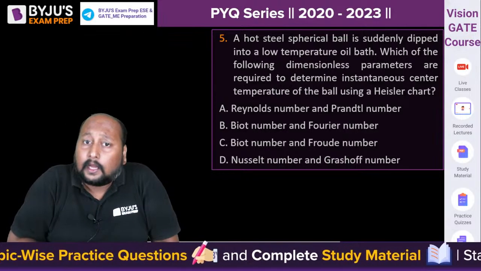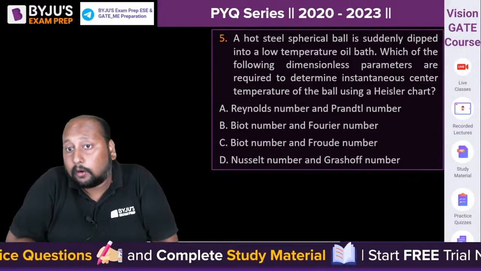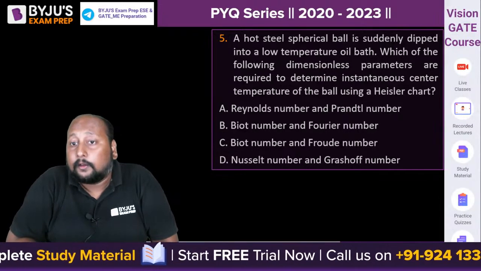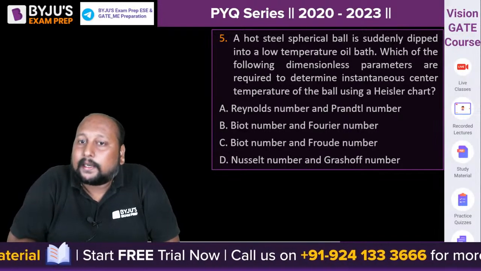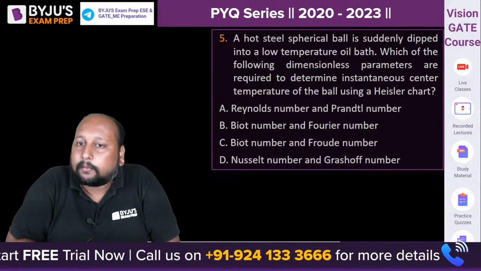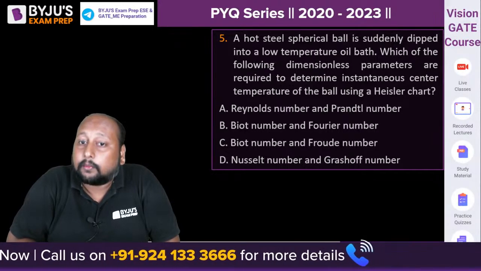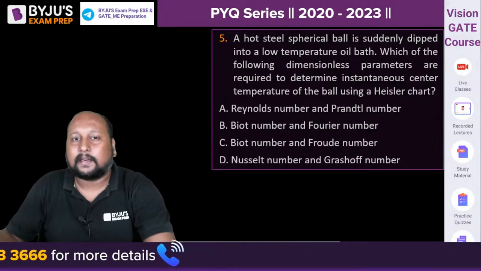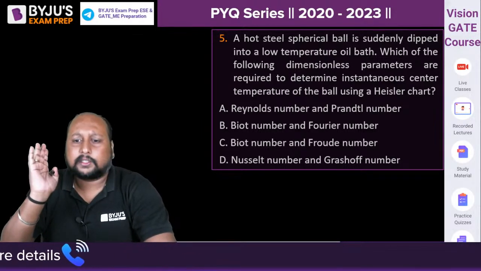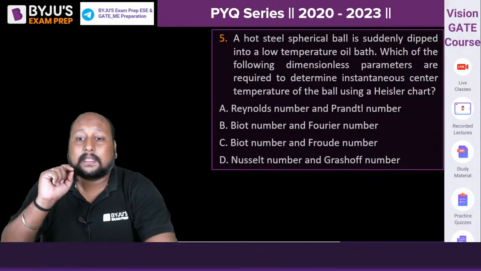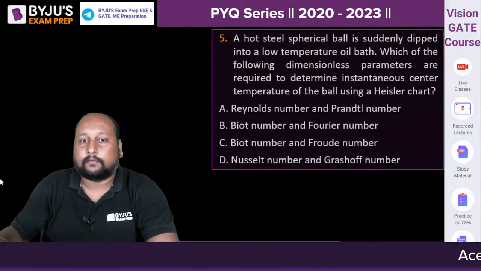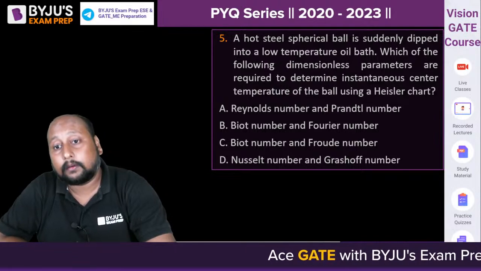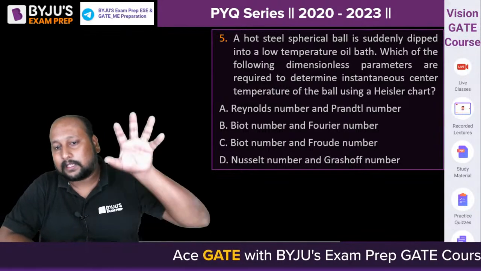Quickly. A hot steel spherical ball is suddenly dipped into a low temperature oil bath. Which of the following dimensionless parameters are required to determine the instantaneous center temperature of the ball using Heisler chart? This question is from the Heisler chart, but they are not asking the magnitude. They are only asking on which dimensionless parameter this temperature will be depending.